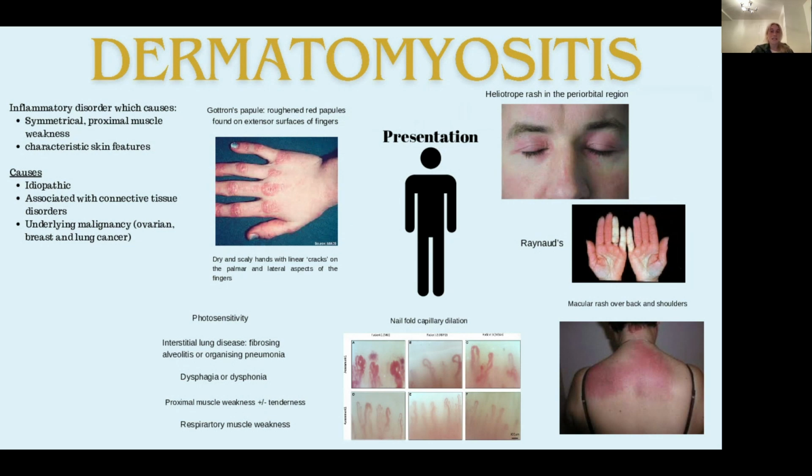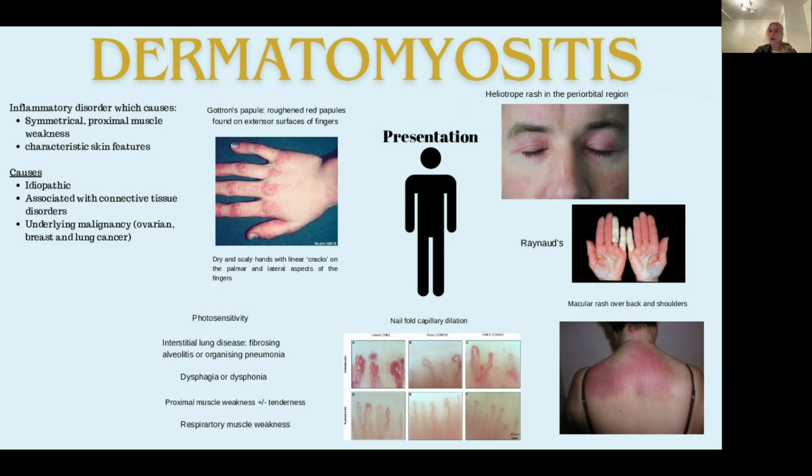Causes: it can be idiopathic, it doesn't really have a cause, it just happens. It can be associated with other connective tissue disorders, like some that we've discussed earlier. And then one of the worrying things is that it's also associated with underlying malignancy. So patients who are first presenting with dermatomyositis, we need to be asking questions to rule out red flags for malignancy, most associated with ovarian, breast, and lung cancers.